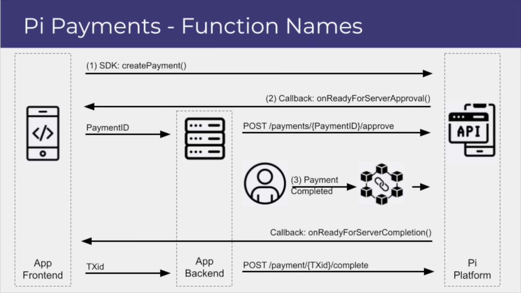And those two events are onReadyForServerApproval. This is when we get the payment ID that we need to send back to our backend for the server-side approval step. The REST API endpoint that is used for this purpose is payment/payment ID/approve. And then the whole part where the user interaction is needed is completely out of the developer's plate. And when we get to the next event that the developer needs to handle, which is onReadyForServerCompletion, this callback is called by the Pi platform with a TXID that we then have to send to our backend as a developer and gets posted to the REST API endpoint called payment/TXID/complete.